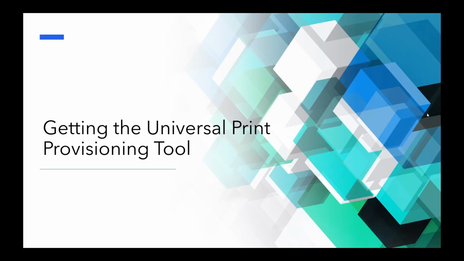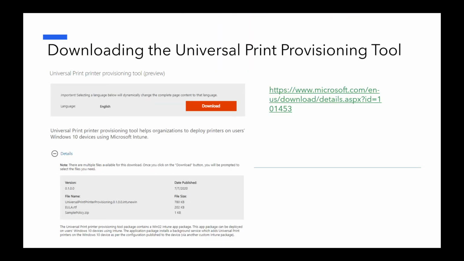The provisioning tool can be downloaded from Microsoft's website, and I will include a link in the video description to download the tool. When downloading the Universal Print Provisioning tool, it will include a sample policy for deploying printers and the Universal Print Printer Provisioning tool Intune Win file that you can publish as the Win32 application package to install the background service.